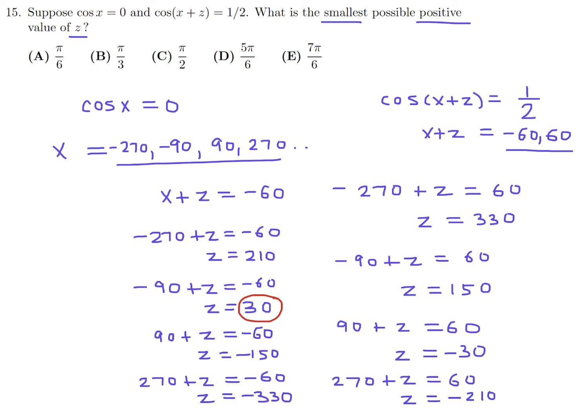All right, anything that beats what we found in terms of smaller positive value of z? And the answer is no. Our positive values are 150 and 330. All right, so it was z equal to 30, and that is pi over 6. So that's choice A.